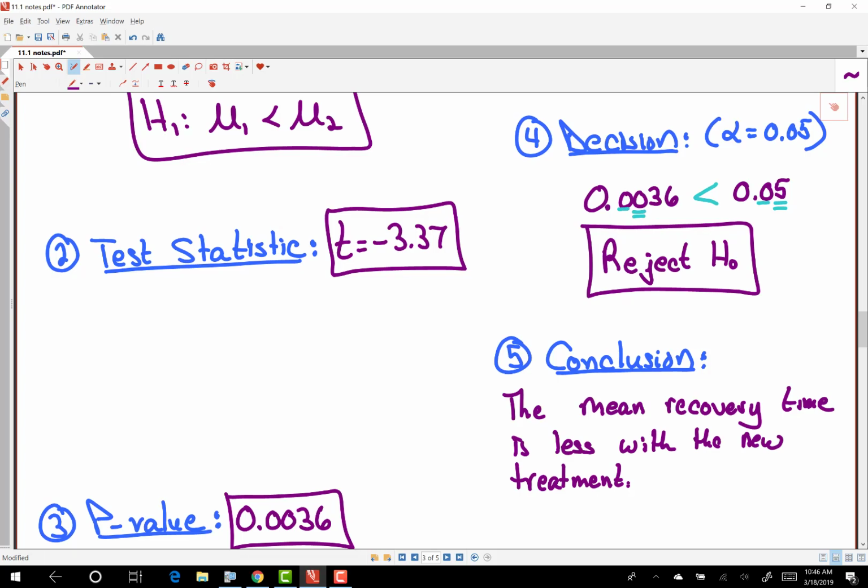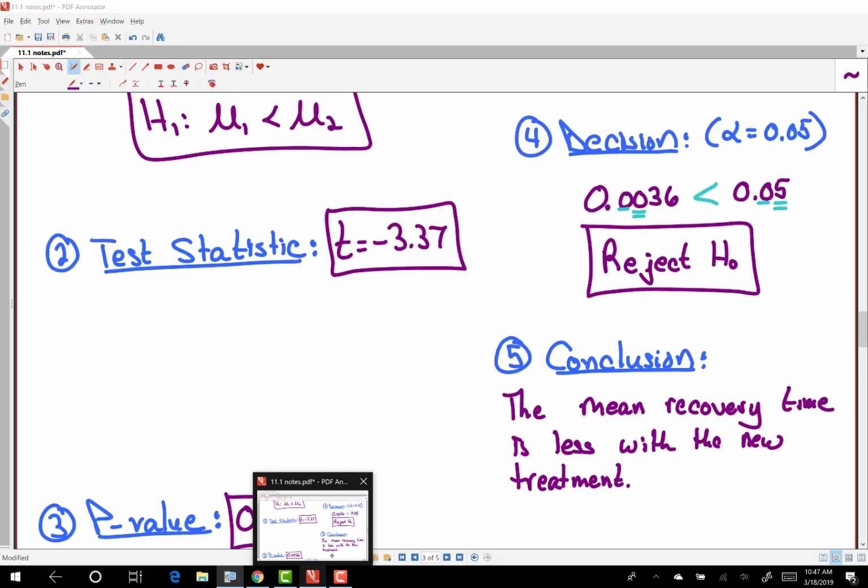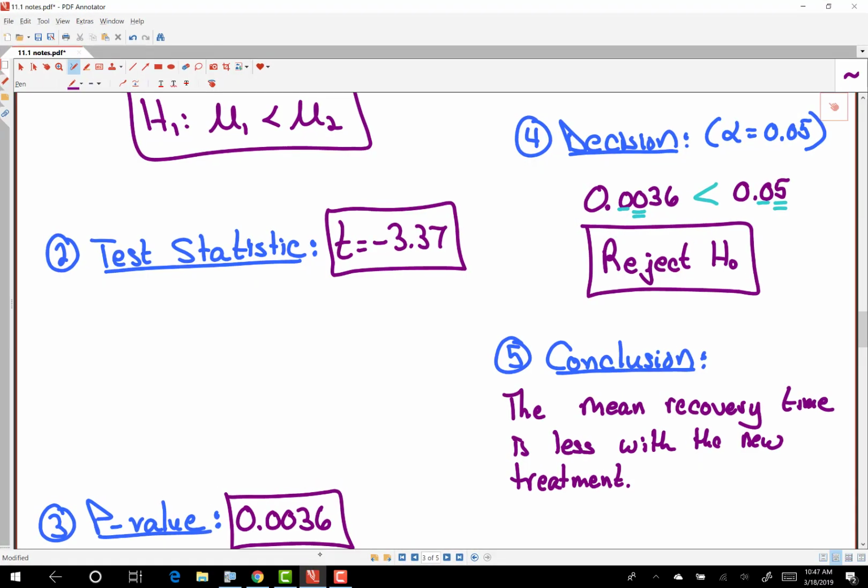And sure, we can see that if you look at your X bar 1 and your X bar 2. X bar 1 is 17.7 days. X bar 2 is 28.7 days. So we can see that it's less than, but just looking at those numbers doesn't tell us if it's significantly less than. And the hypothesis test told us that. So we can make the conclusion, yeah, it was definitely less for our sample, but we can now make the conclusion about the population that it appears to be less than that with the new treatment. It's significant.